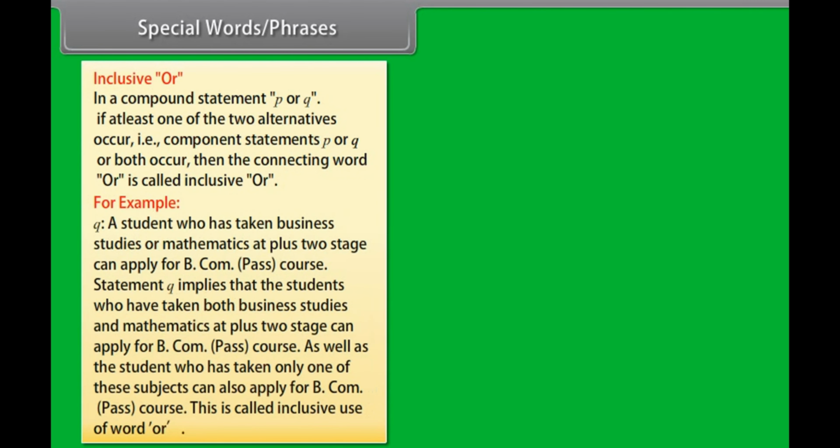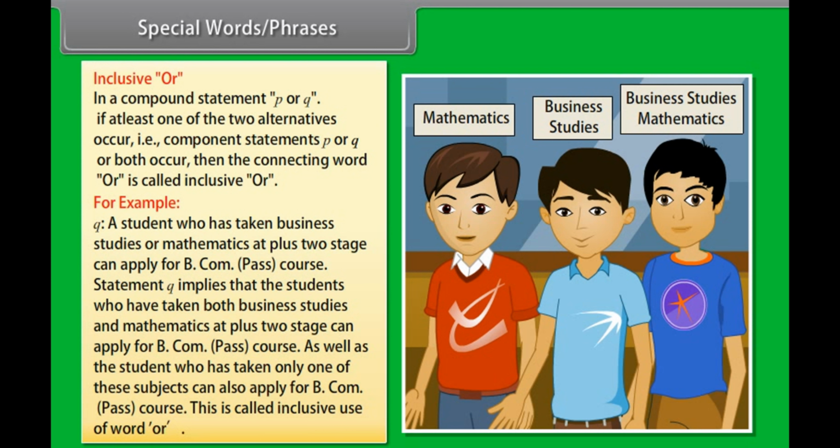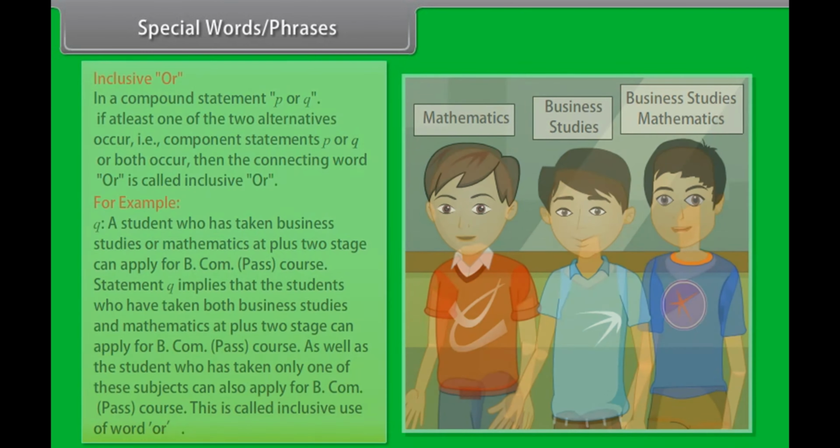For example, Q is a statement that a student who has taken business studies or mathematics at +2 stage can apply for the BCom pass course. Statement Q implies that students who have taken both business studies and mathematics at +2 stage can apply for the BCom pass course, as well as students who have taken only one of these subjects. This is called inclusive use of the word or.